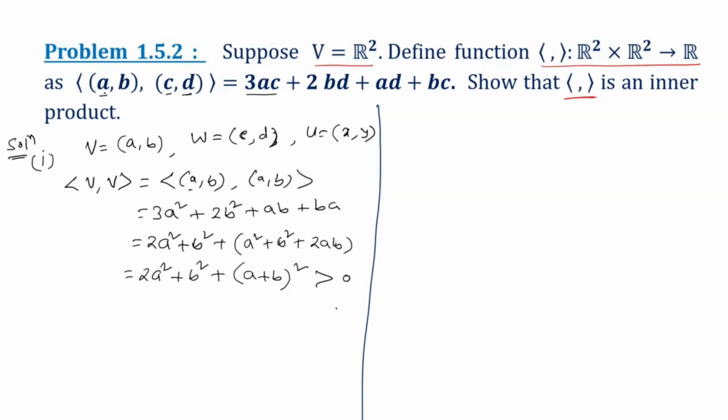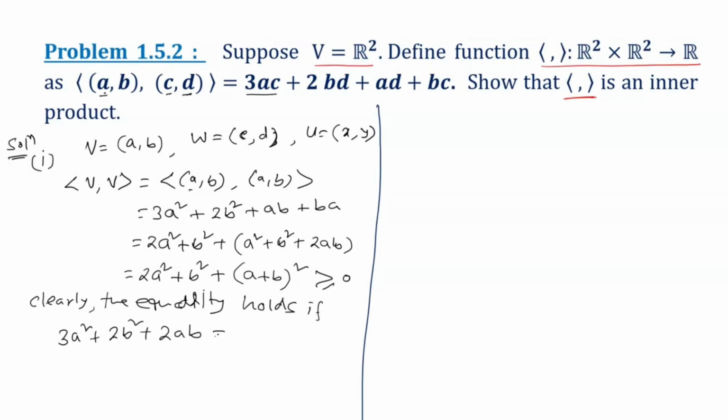Now, the equality to 0 will happen. Clearly the equality holds if 3a squared plus 2b squared plus 2ab is equal to 0.